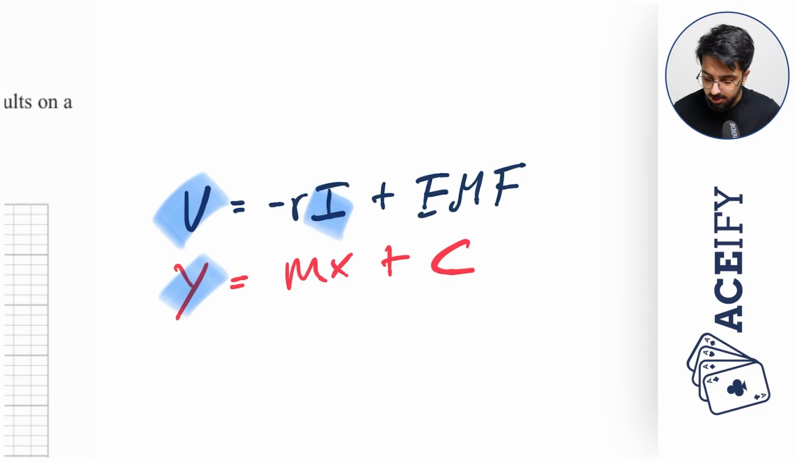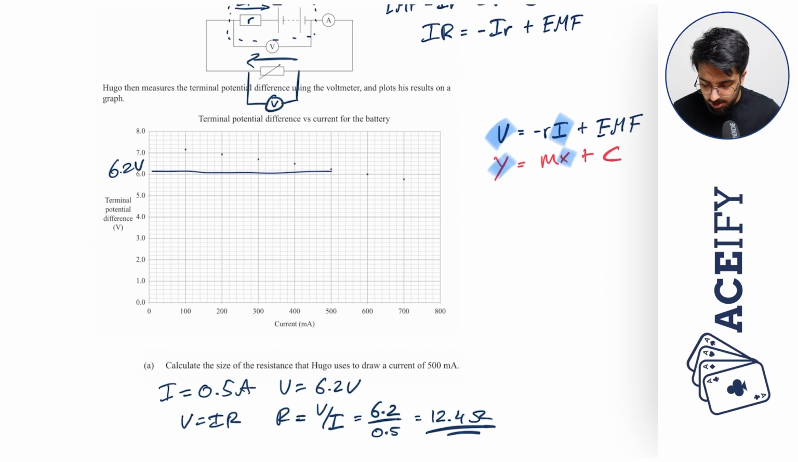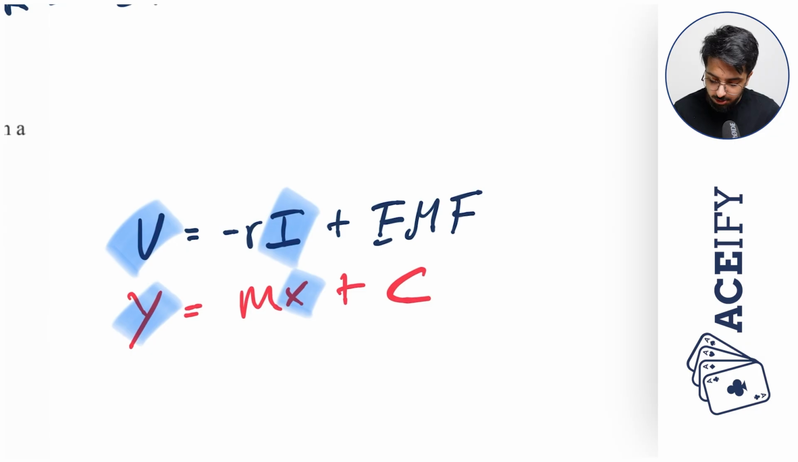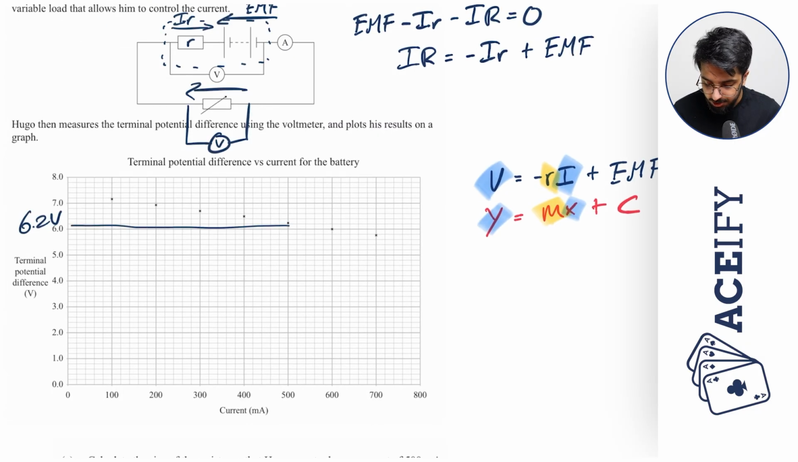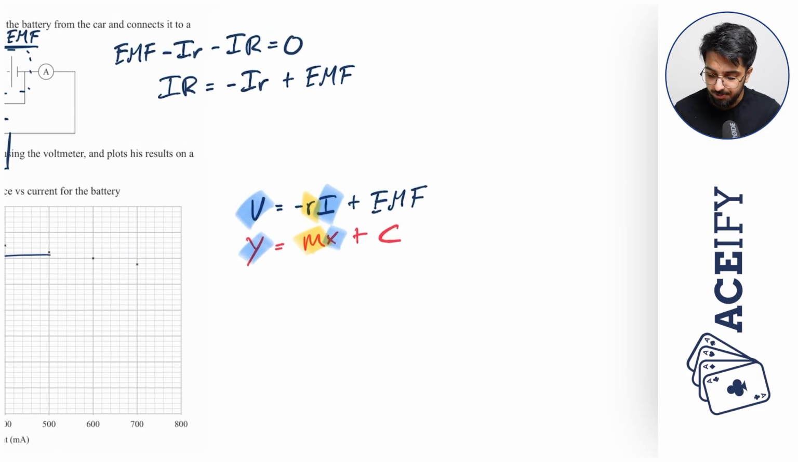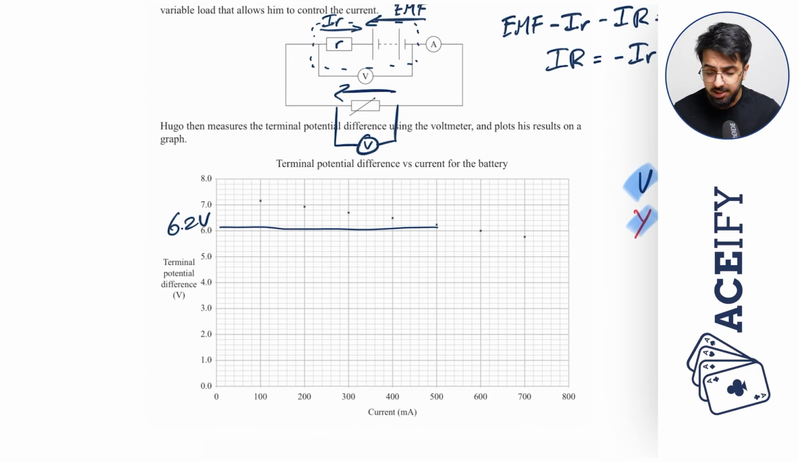And our current is our x-axis, which we can see here, okay? And so that means that our internal resistance is equal to our gradient. And so the gradient of this graph is our internal resistance. But more importantly for this question, that means that our EMF is the y-intercept, okay? And so does that make sense?